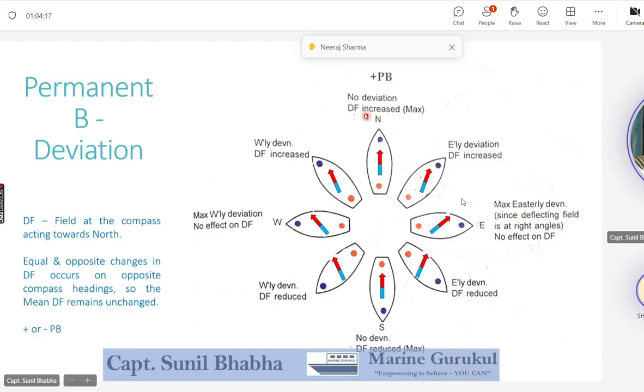Okay, sir. Go ahead, Neeraj. In coefficient A, we had this HSI, so I was confused with that only. Okay. Yeah, that's right. Coefficient A was HSI and it was induced magnetism which was generating coefficient A. For coefficient B, permanent B, it is only the hard iron and permanent magnetism of the ship. Okay.